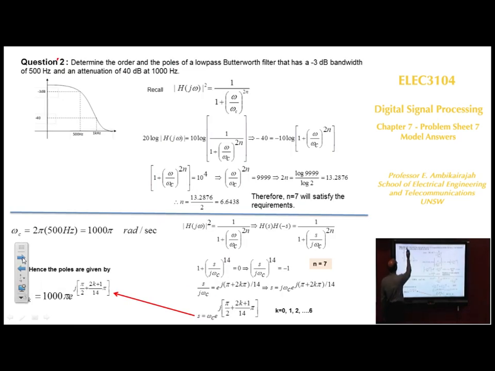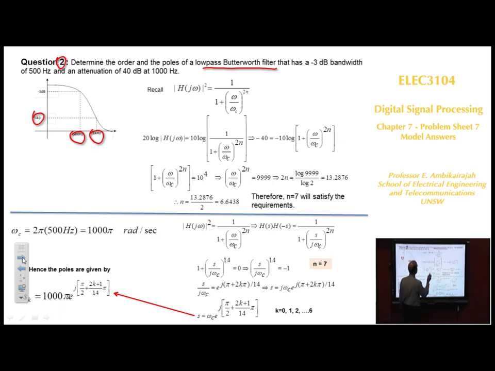Now we go to question 2, the second question. In this question, you've been given, again, a low pass Butterworth filter to find. The cutoff frequency is 500 Hertz, the stop band is 1 kilohertz, at 40 dB. So it's not a difficult question, same principle. First we need to find the order.